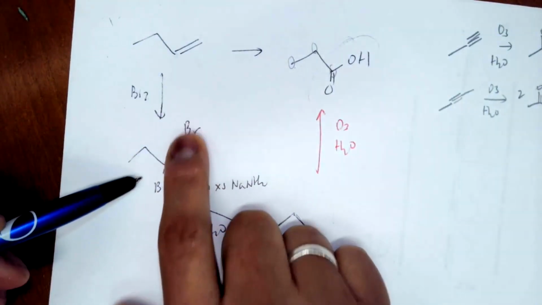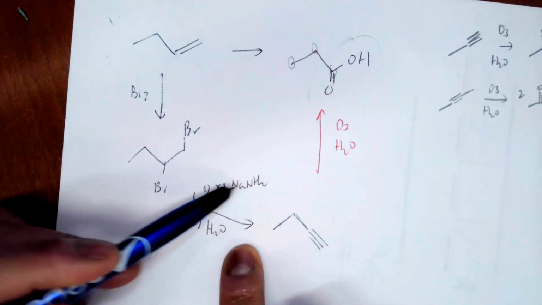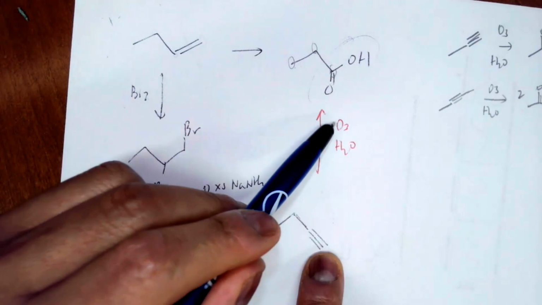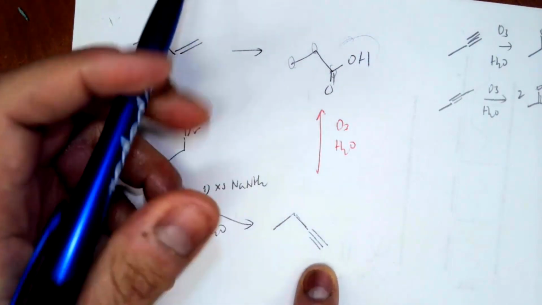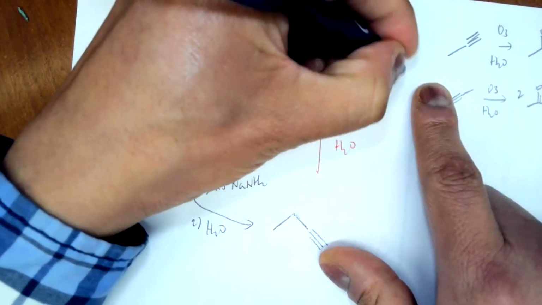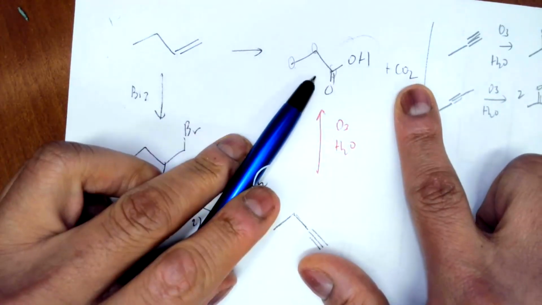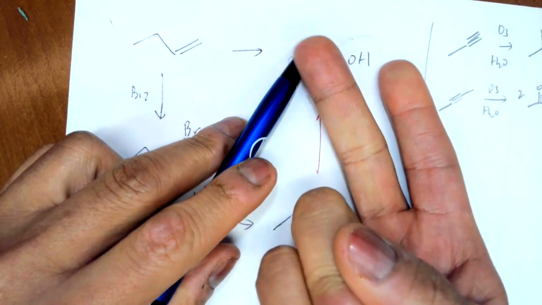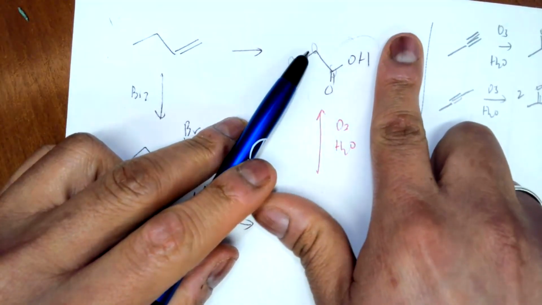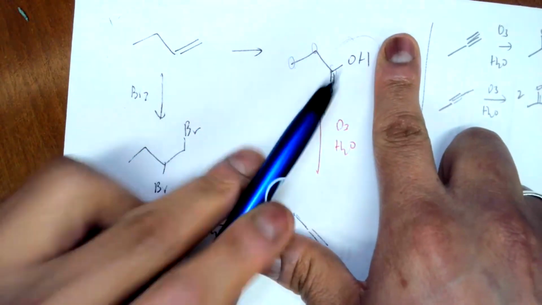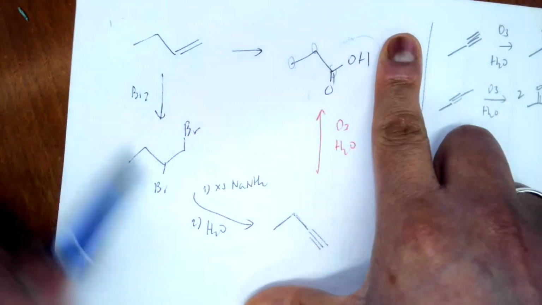Bromination, dibromide, excess amide in water produces the alkyne. And then here I do the ozonolysis. Now you say, oh, but professor, here you also produce carbon dioxide. Why is carbon dioxide not part of the product? That's fine. Sometimes when you produce two products, they only mention one. They don't have to mention both products. Only with one, that should be enough for you to follow this path.